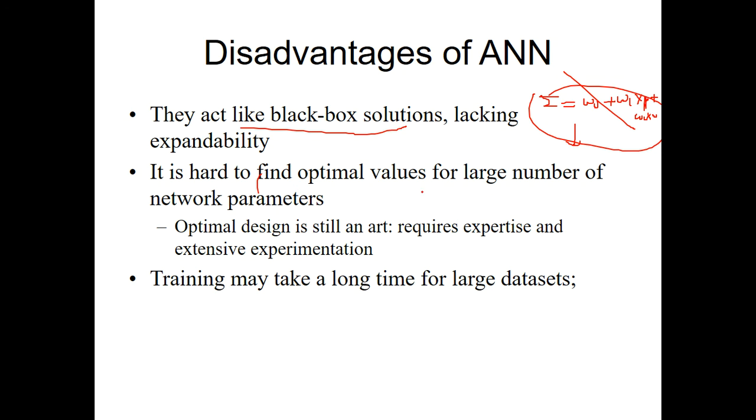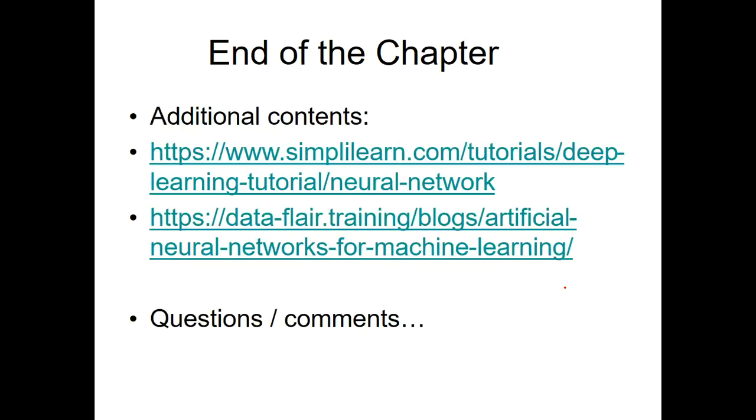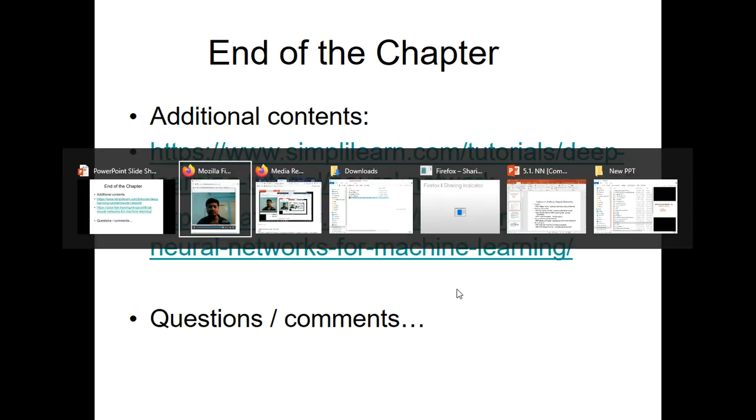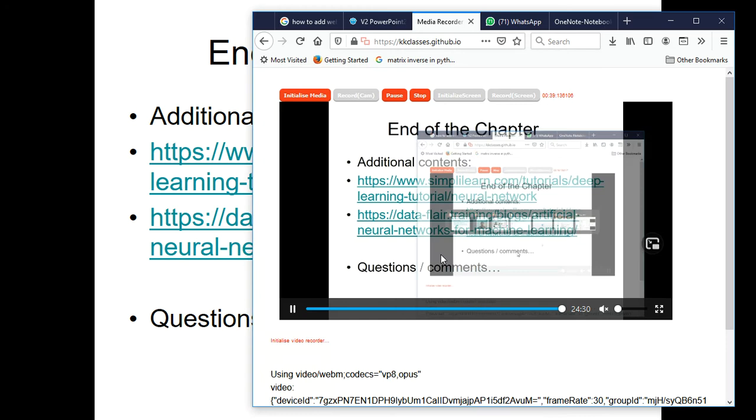Sometimes it is difficult to get optimal values for a large number of network parameters. And the training may take a long time for large data sets. Apart from that, some additional contents are given. Please go through that. Thank you.